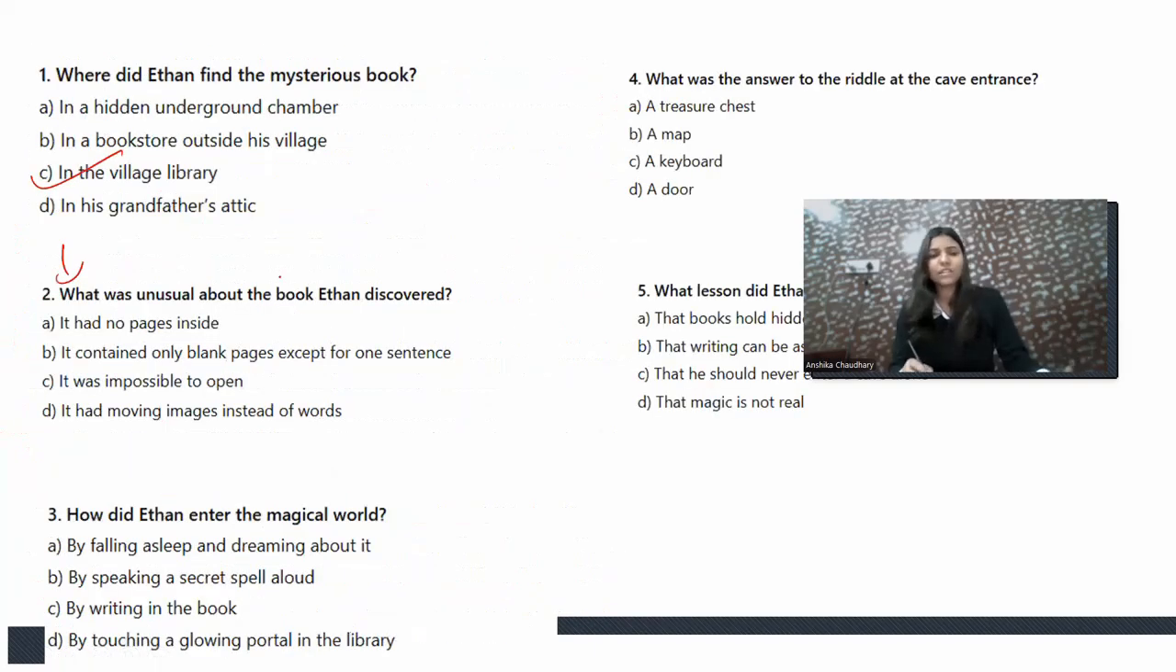Okay, maybe we can answer now. What was unusual about the book Ethan discovered? That only one sentence was written in the whole book, right? It contained only blank pages except for one sentence. Yes, that would be the answer.